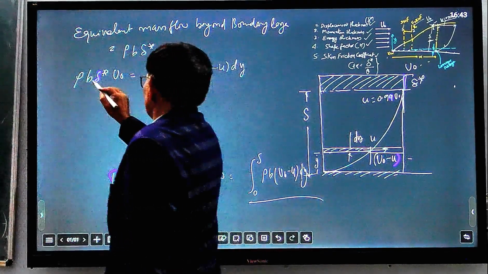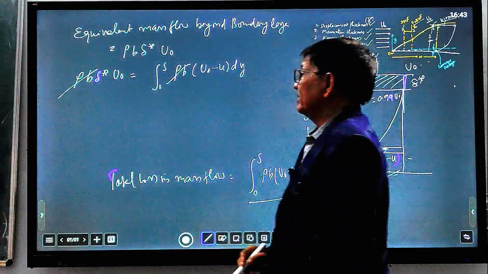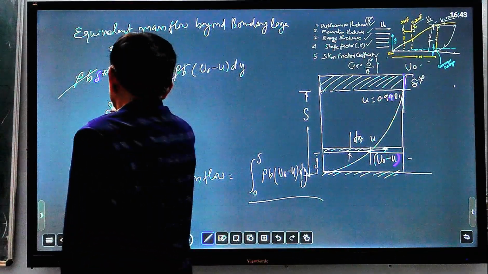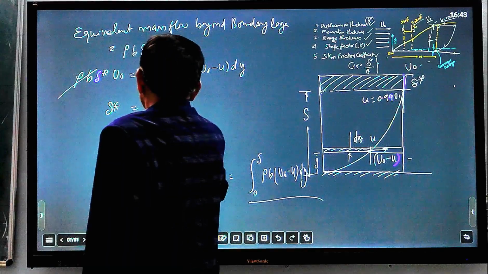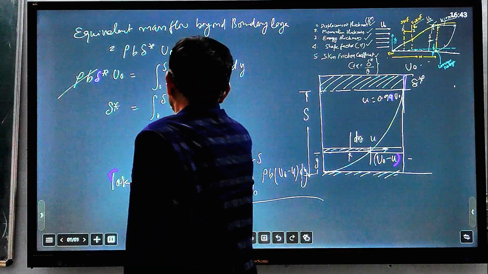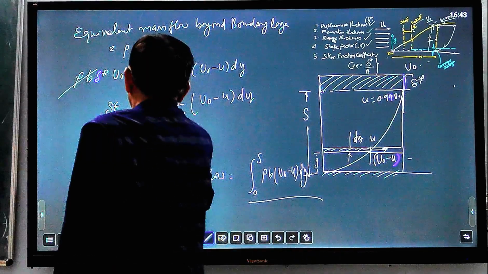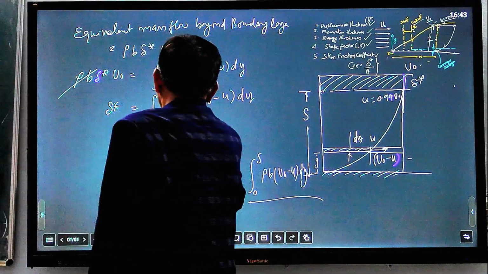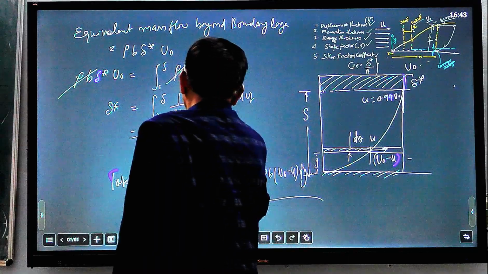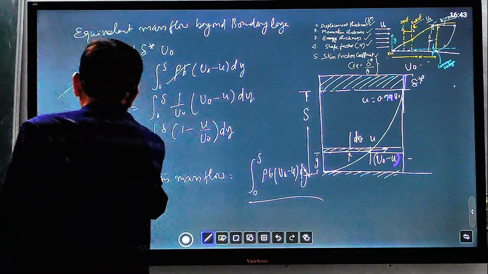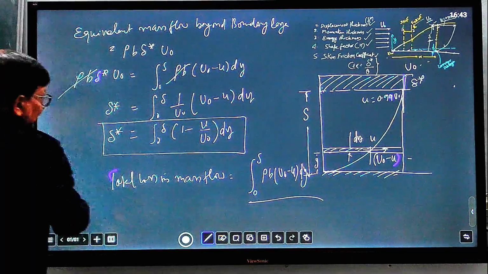Now rho b can be cancelled because these are constant, and del star equals integral 0 to del of 1 upon u naught times (u naught minus u) dy. That is equal to integral 0 to del of (1 minus u upon u naught) dy. That is equal to del star.